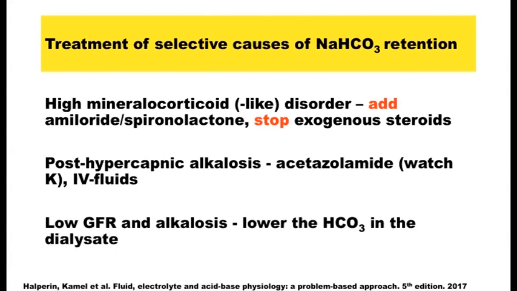Low GFRs and metabolic alkalosis is a difficult one to treat. If the patient is on dialysis, you simply need to reduce the dialysate bicarbonate ion concentration. However, most of the time, the metabolic alkalosis in patients with a low GFR or renal failure is due to vomiting, and the use of a proton pump inhibitor, omeprazole, will address some component of the metabolic alkalosis.